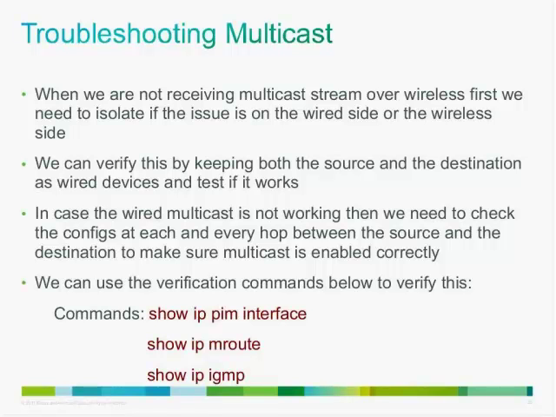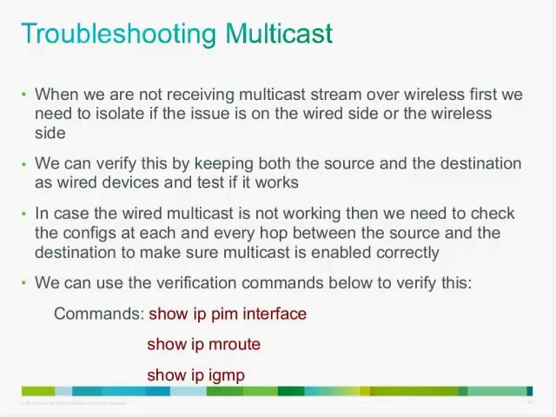Troubleshooting multicast. As explained, when we are not receiving the multicast stream over wireless, first we need to isolate if the issue is on the wired side or the wireless side of the network. Depending upon where your multicast source is, whether on the wired or the wireless side, the issue can be anywhere. To verify this, we can keep the source and destination both as wired devices and test if that works.